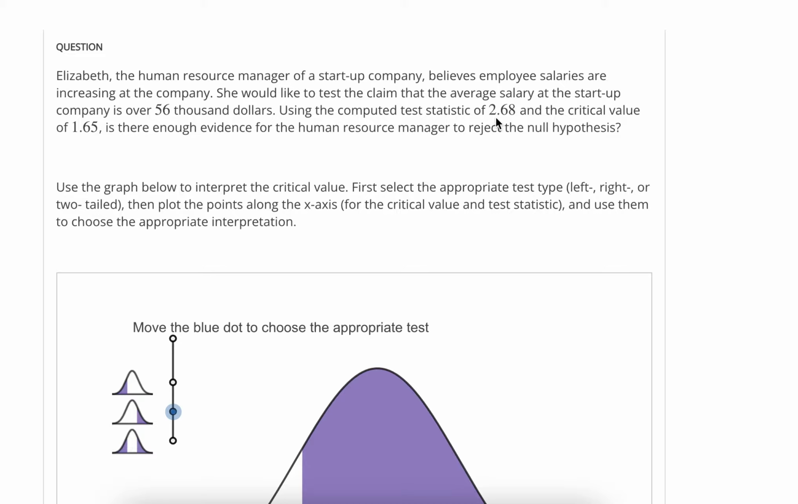So they give us a test statistic. They ran all the numbers. They put it in the formula. We get 2.68 for a test statistic. And then we have a critical value of 1.65. Is there enough evidence? We don't even need to look at the graph. We say, yes, there is enough evidence.